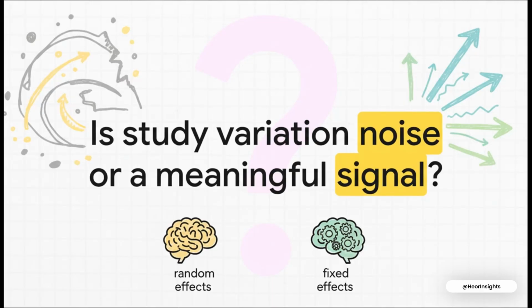So, in the end, the choice really boils down to this one question you have to ask yourself. When you look at the variation between your studies, is it just random noise, or is it a meaningful signal that reflects true differences that you absolutely must account for in your model? Answering that question is the core task for any analyst justifying their model choice.